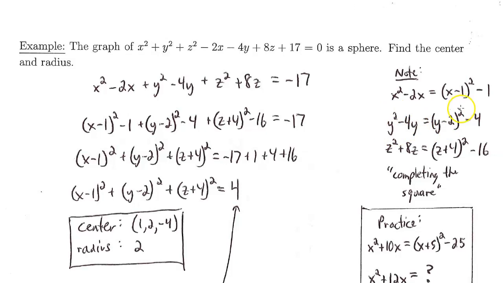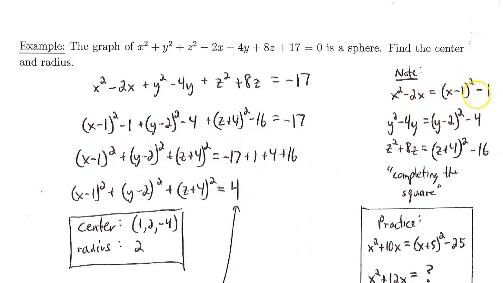Now if you did y squared minus 4y, that's the same thing as y minus 2 squared minus 4. So you always take half of this number here. In this case it was 8. We took half of it, and that goes there. Then you square it, and that's the number you're subtracting off at the end. If you do y minus 2 squared, you get y squared minus 4y plus 4. And if you subtract the 4, you end up getting this. Same thing, x squared minus 2x ends up being x minus 1 squared minus 1.